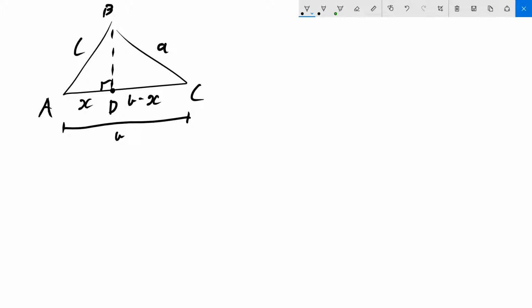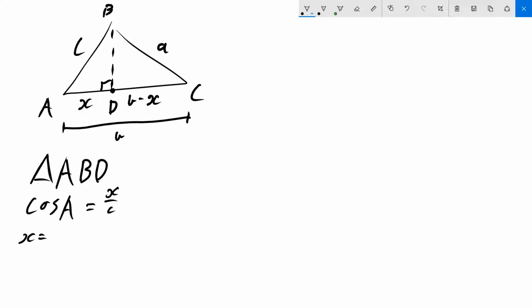So now I'm going to work out what X is first. So I'm going to look at triangle ABD. Well, we can say cosine of A is equal to the adjacent X over the hypotenuse, little c. Then we can times c by both sides to work out what X is. So X equals C times cosine A. So I'm going to leave that there for now, and we're going to move on to the next bit.